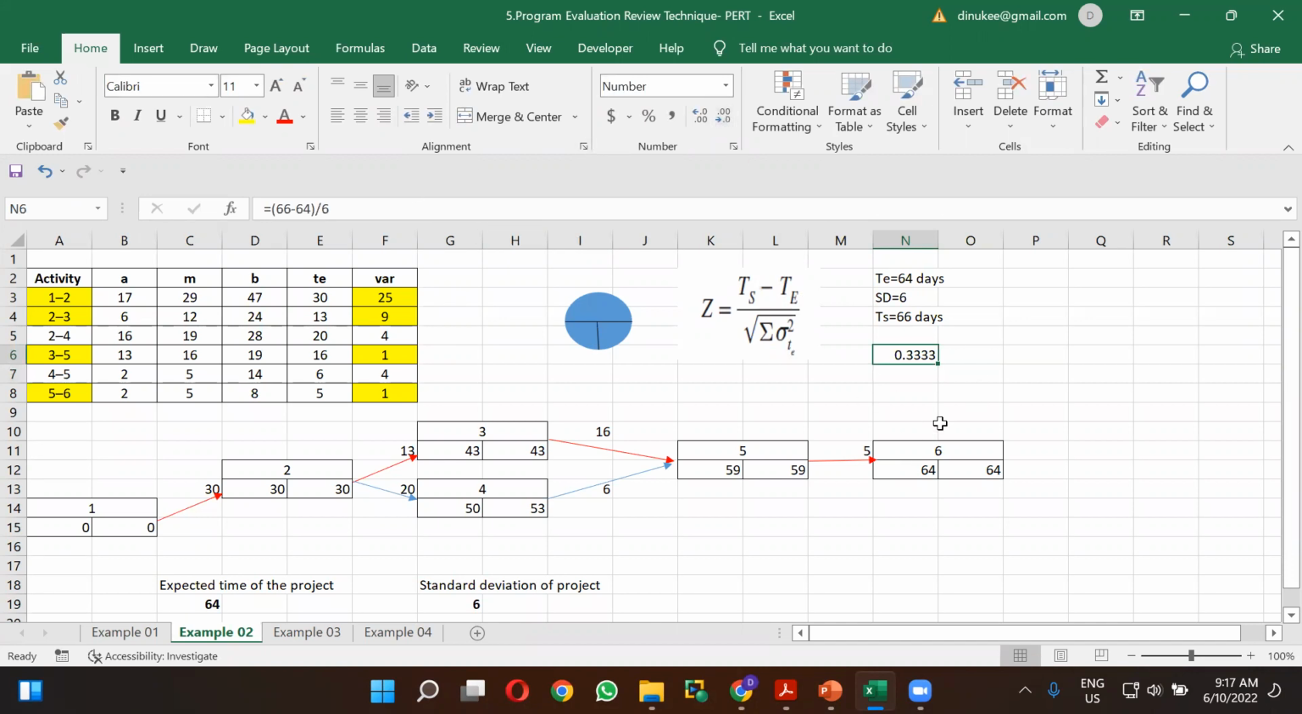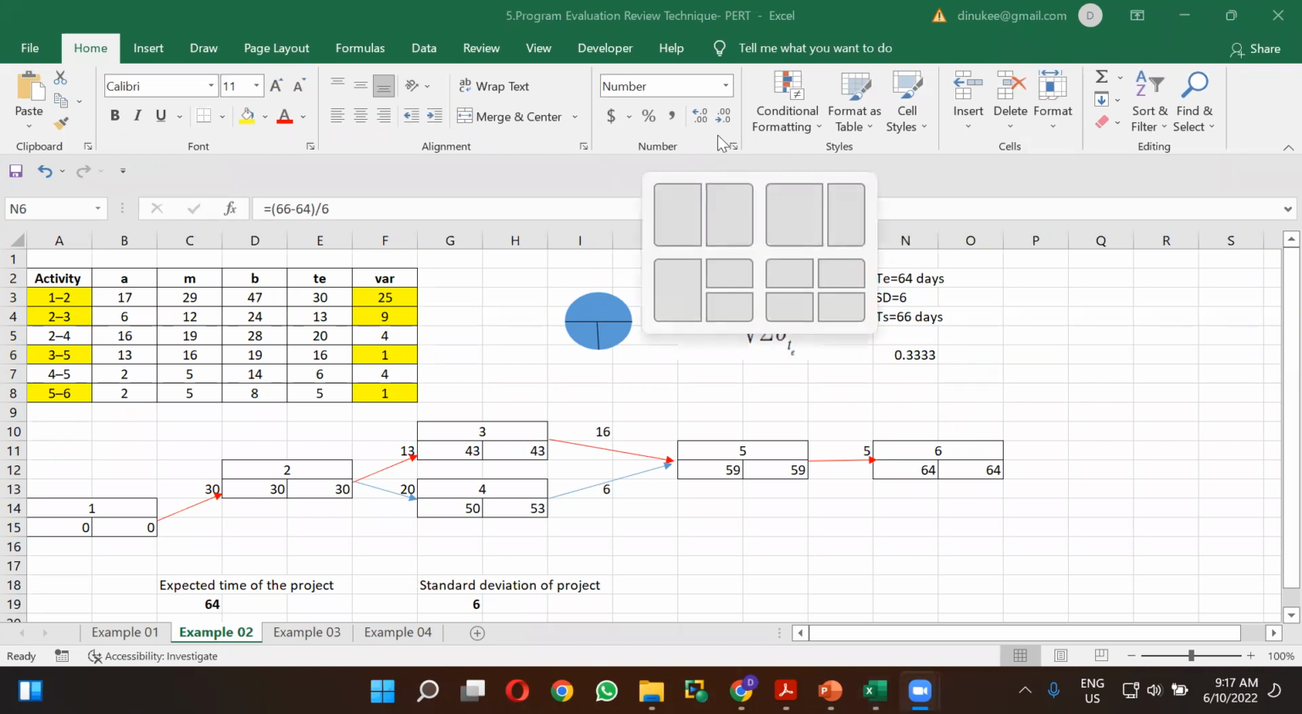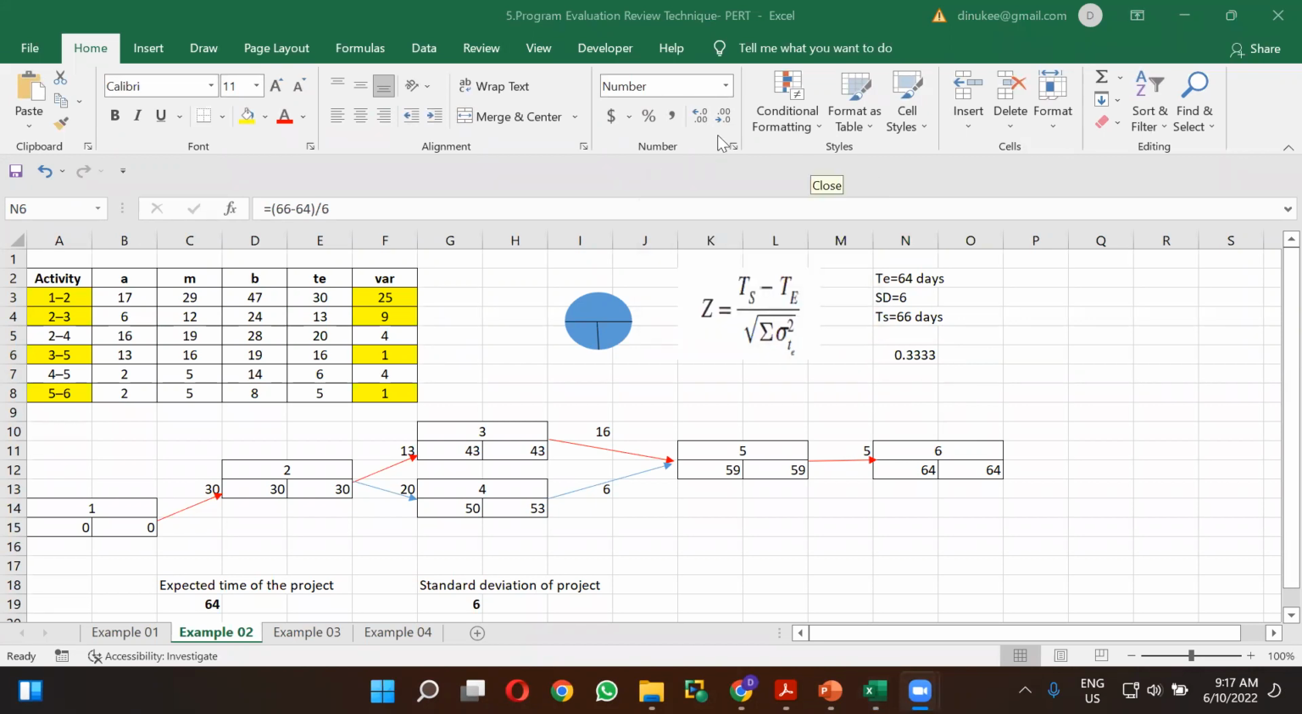I will limit this to 4 decimal places. Did you get this value? Very good, 0.33. You get that, right?